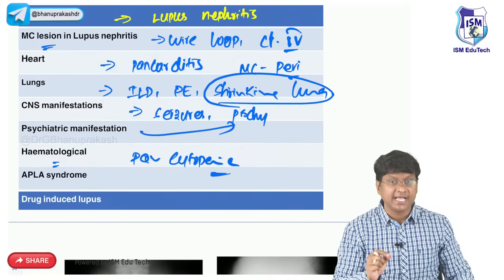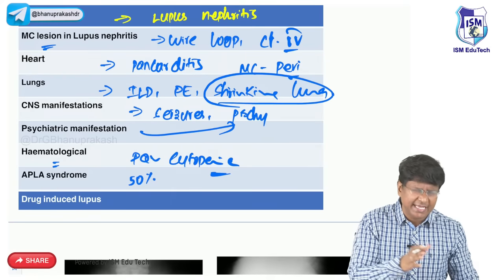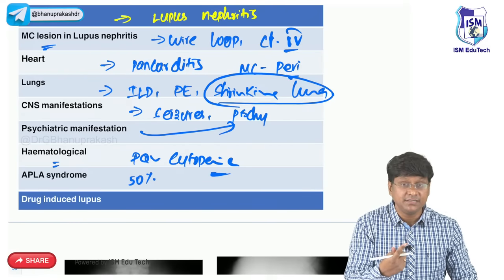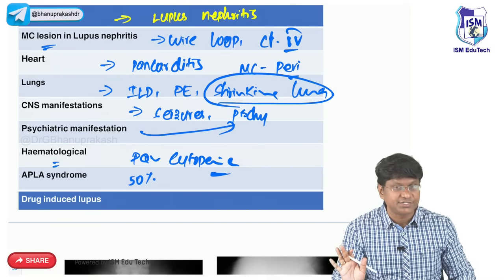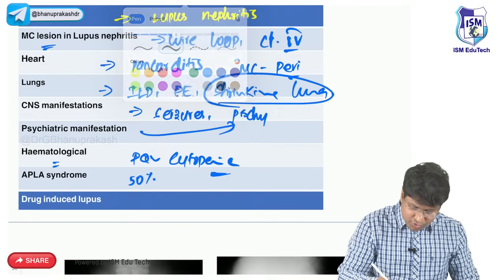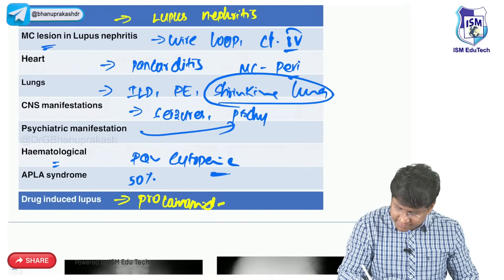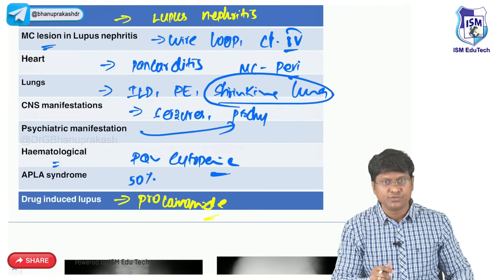Then you take APLA syndrome: almost 50% of patients with SLE have associated APLA syndrome, because of which the individual has recurrent abortions. That is the classical presentation in case of APLA syndrome. Now, in case of drug-induced lupus, the most common drug that causes lupus is procainamide, okay?